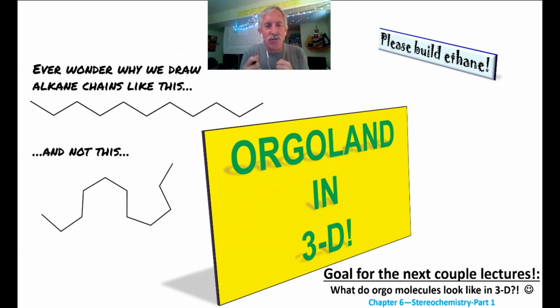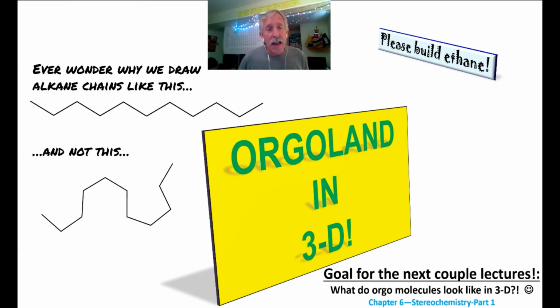Woohoo! We're still cruising through our tour of Orgoland in 3D. How do things look in 3D? And the ultimate question today is, why do we draw our alkane chains as if they're little zigzags as opposed to just anywhere? Is there a reason we do this? So let's see if we can figure that out.